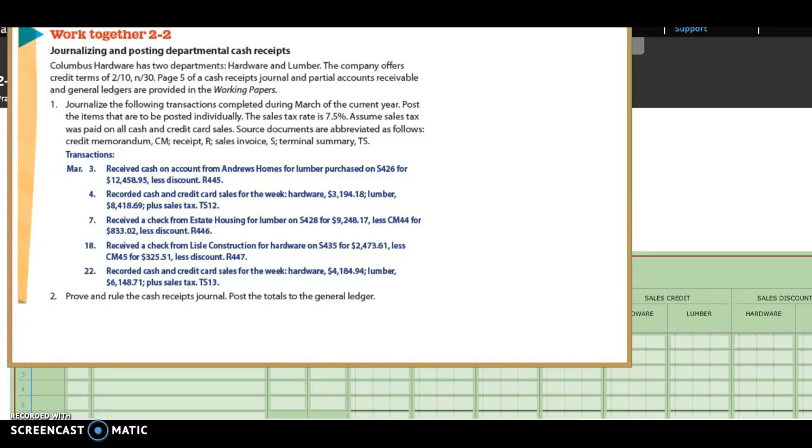We're going to post the items that are to be posted individually. The sales tax rate is 7.5%. Assumed sales tax was paid on all cash and credit card sales. Source documents are abbreviated as follows. Looks like we have 5 transactions there. And then number 2 for our directions says that we need to prove and rule the cash receipts journal and post the totals of the general journal.